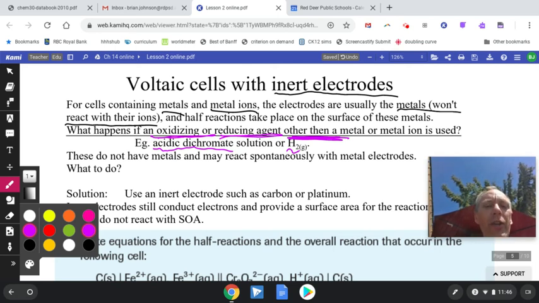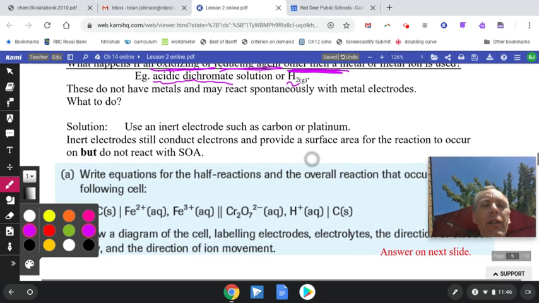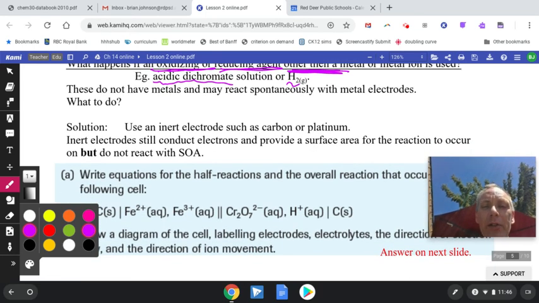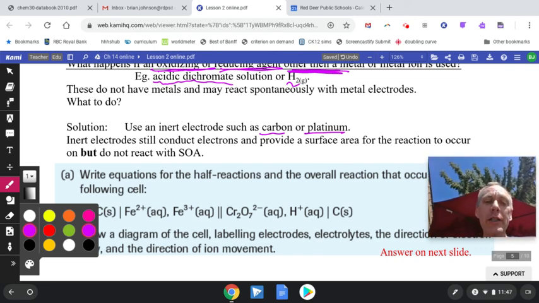So when you have non-metals as your reactants, you need to use inert metal electrodes that won't take part in the reaction. And the only two we worry about in Chem 30 are these guys, carbon and platinum. So if you see electrodes made of carbon or platinum, you know that those are inert. And the reason we're using them is because the reactants don't have a metal form.